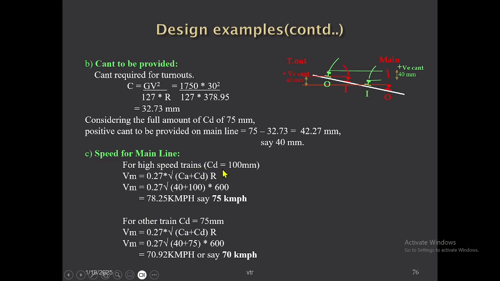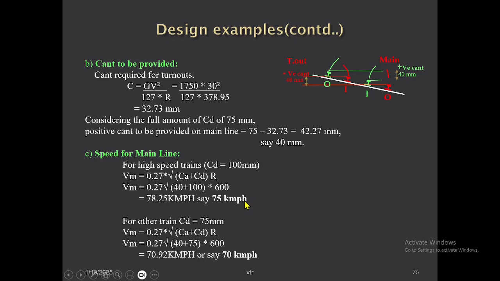100 mm. So the actual cant we are putting is 40 mm, using the relation Vm equal to 0.27 root of (Ca plus Cd) into R. So substituting 40 as the actual cant, plus the maximum cant deficiency for the high speed trains, and the radius, we are getting the maximum permissible speed on the curve for the high speed trains as 78.25 kmph. Say 75 kmph. Okay, we are rounding down to the lower multiple of 5.